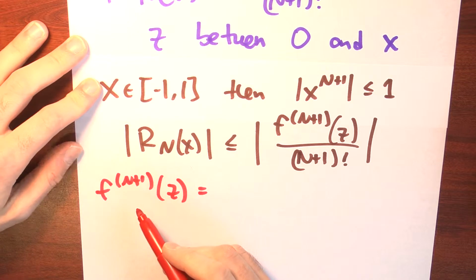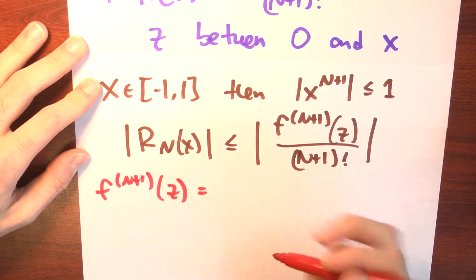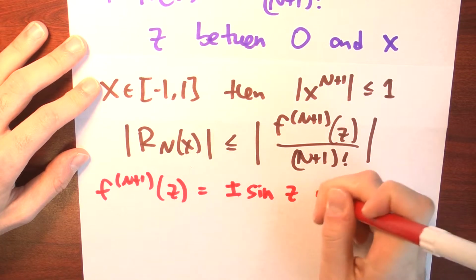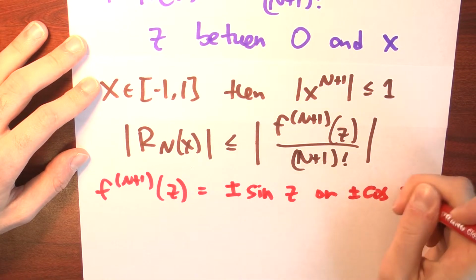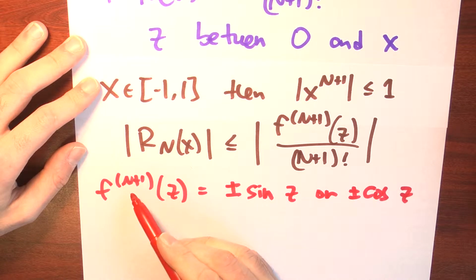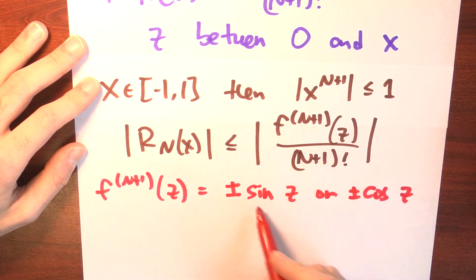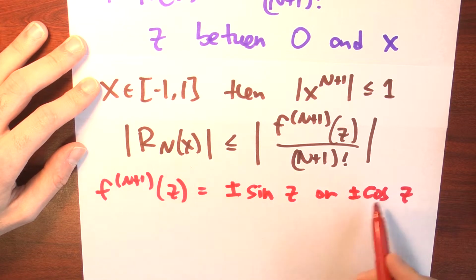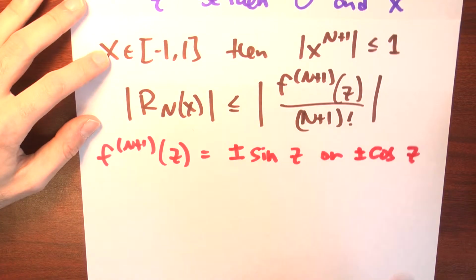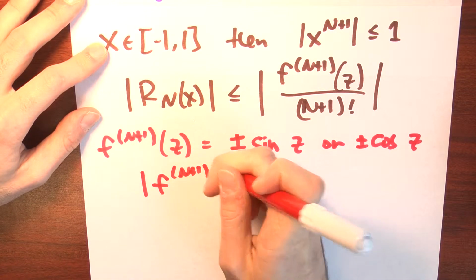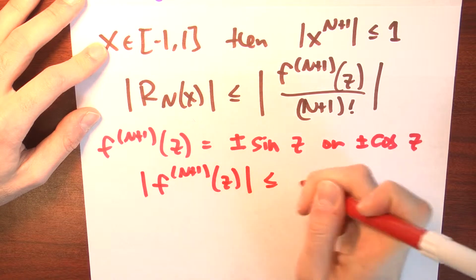I don't know how many times I'm differentiating it, but as I differentiate cosine, all I'm going to get is maybe a plus or minus sine of z, or maybe a plus or minus cosine of z, depending on what big N plus 1 is actually equal to. But look at these functions. No matter what z is, neither of these is larger than 1 in absolute value. So this is telling me that the absolute value of the big N plus 1th derivative of f at the point z is no bigger than 1. I'll use that fact to give a nicer bound on the remainder.